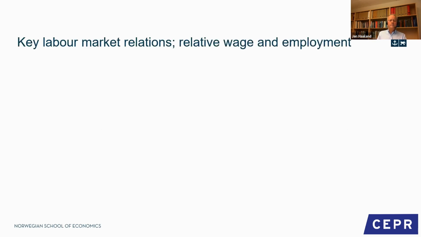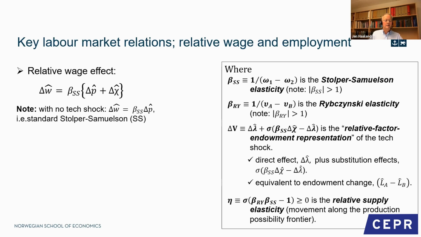We use this setup to look at key labor market relations, and you'll see that these are quite familiar from standard Heckscher-Ohlin models, only adjusting for the fact that we add factor augmenting technical change rather than just look at the standard thing. So for relative wages, beta SS is the Stolper-Samuelson elasticity, which depends on the factor shares. So if sector 1 is factor A intensive, then beta SS is positive, and so on.